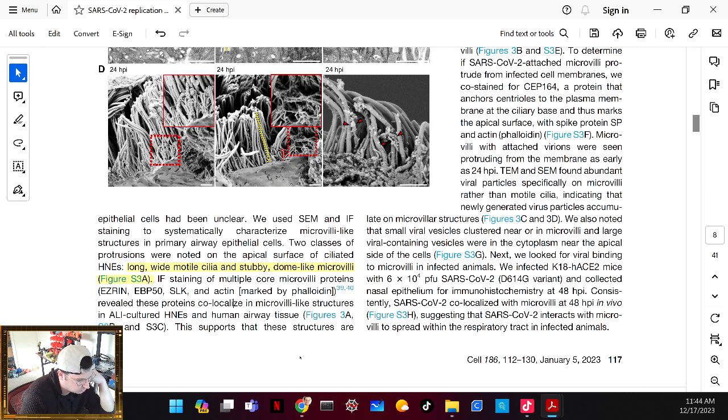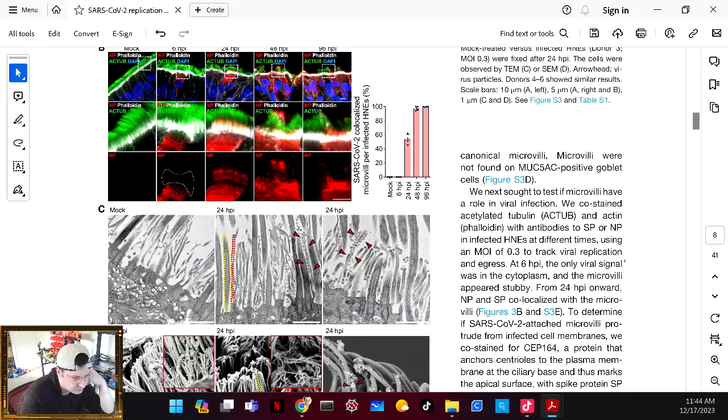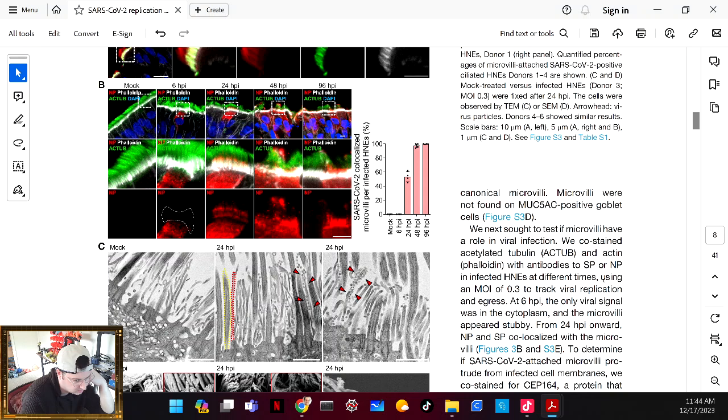IF staining of multiple core microvilli proteins. These structures are canonical microvilli. Microvilli were not found on the goblet cells.